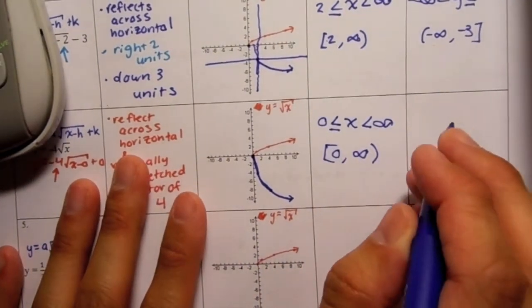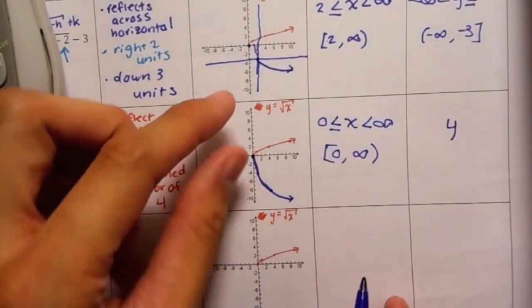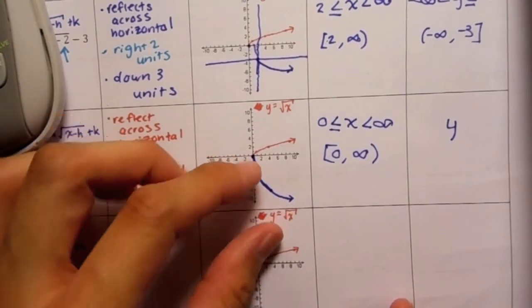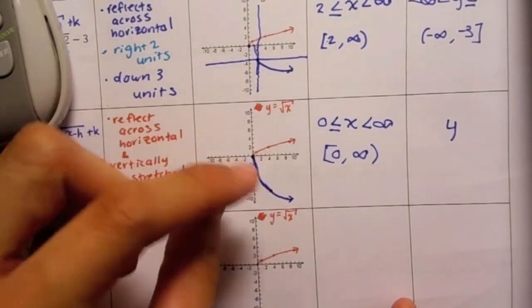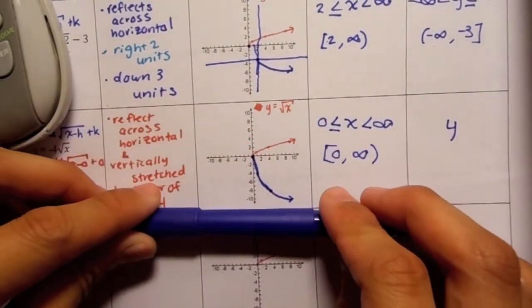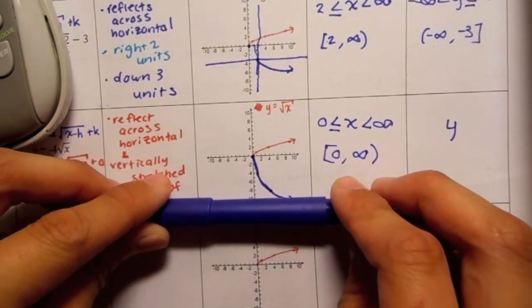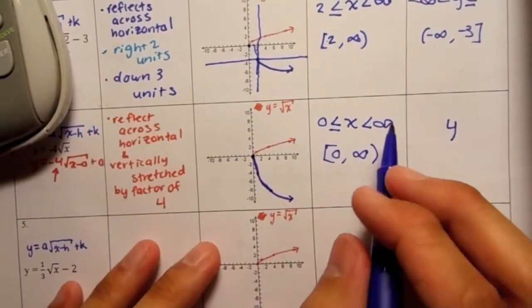However, for the range values or your y values, notice, because we flip-flopped it, my range will also be a flip-flop. So scanning from the bottom to the top for my new blue graph, it starts from negative infinity to when y is 0.